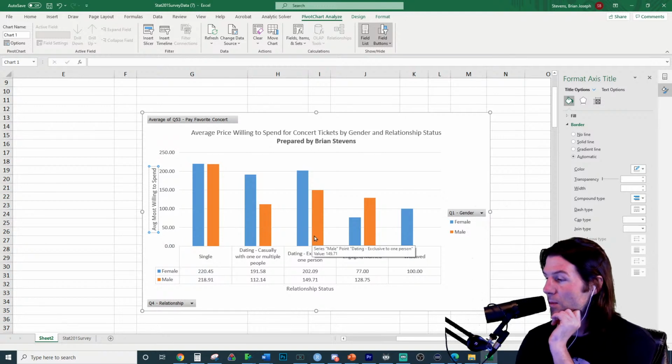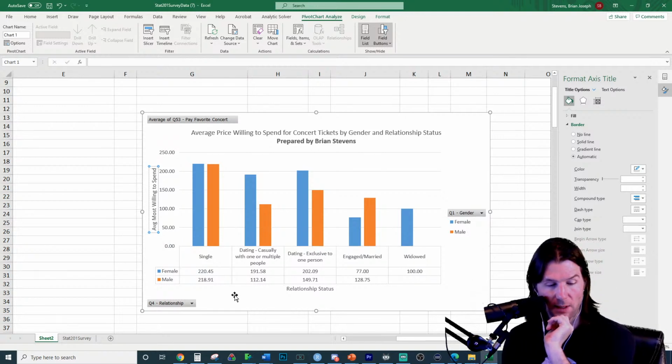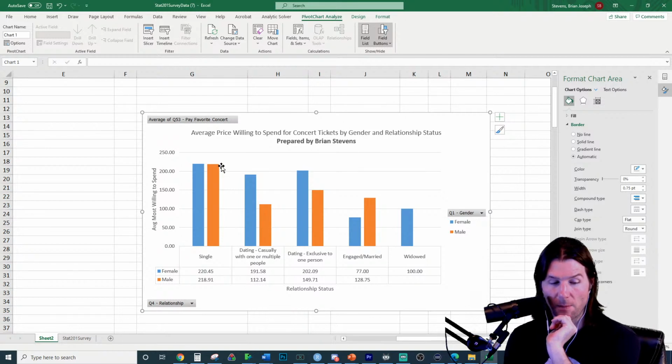Generally, women are willing to spend more for concert tickets. So let's take a look. Yeah, you're right. Generally, especially here with the dating casually, women are willing to spend more. There's just the engaged or married.